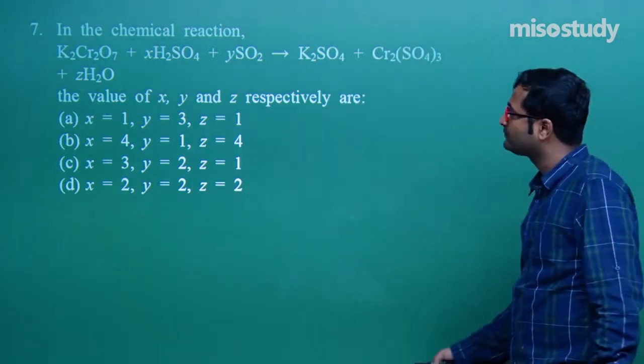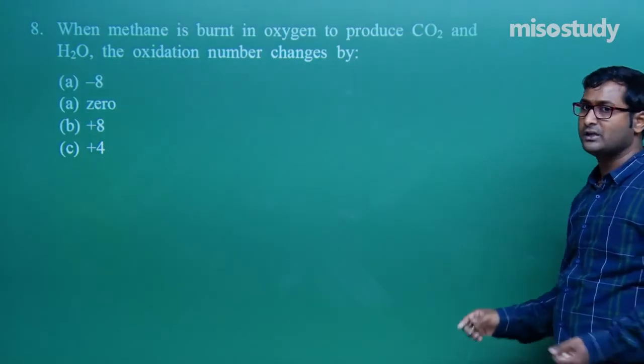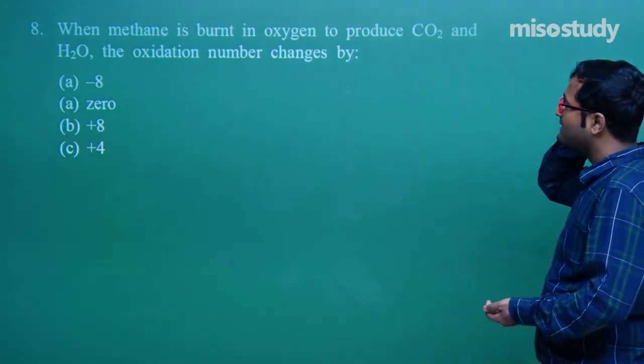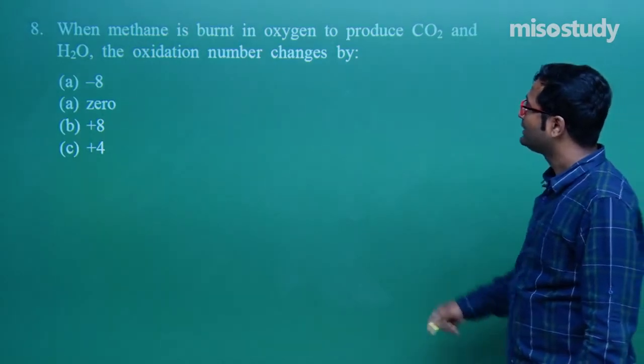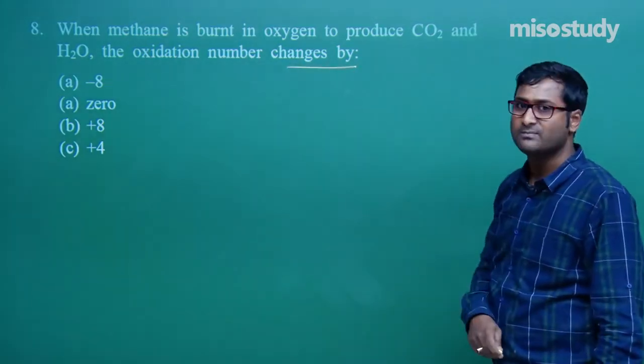Wait for a moment. Now the next question is: when methane is burnt in oxygen to produce CO2 and H2O, the oxidation number changes by.